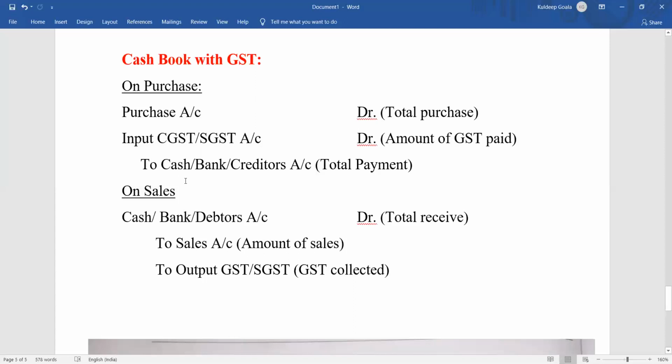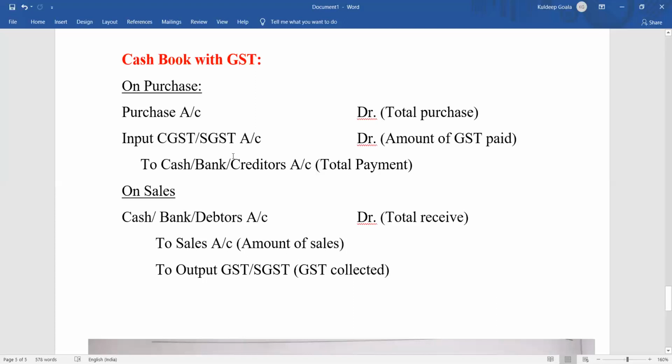Then coming back to the sales. In case of purchase, we are purchasing for use in the business, so it is our input, so we call it input CGST or SGST. In the same way, when we do the sales, this input has been transferred into output, so it becomes an output GST.